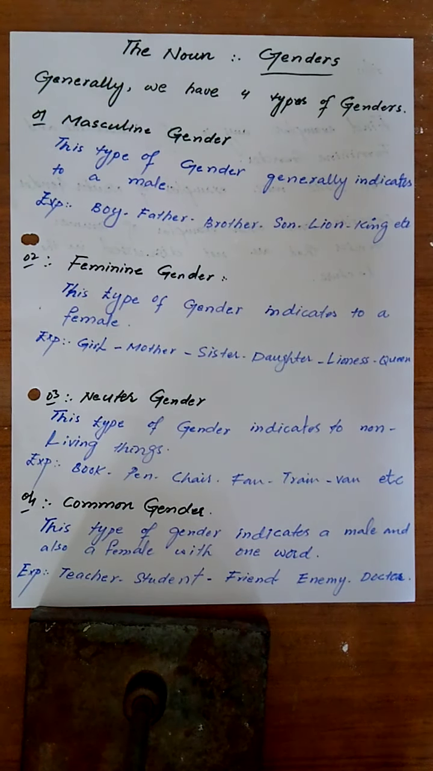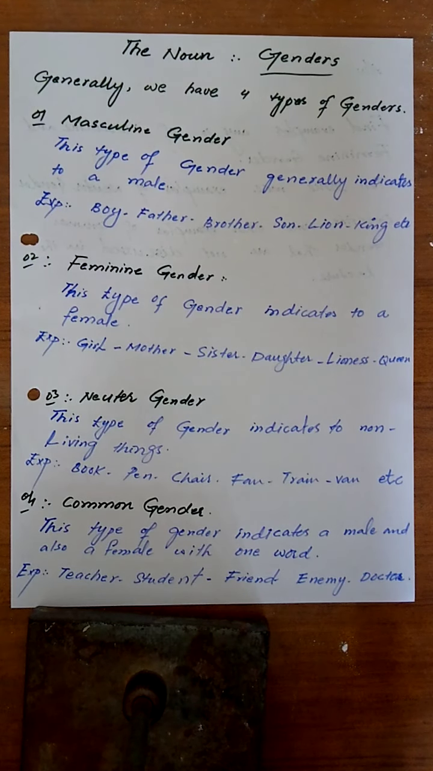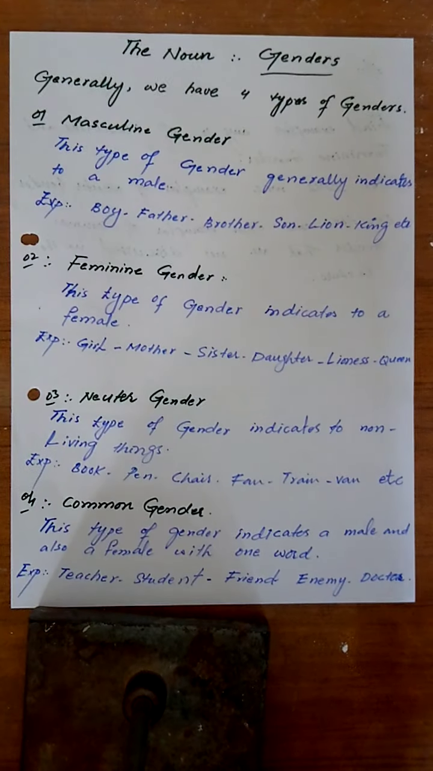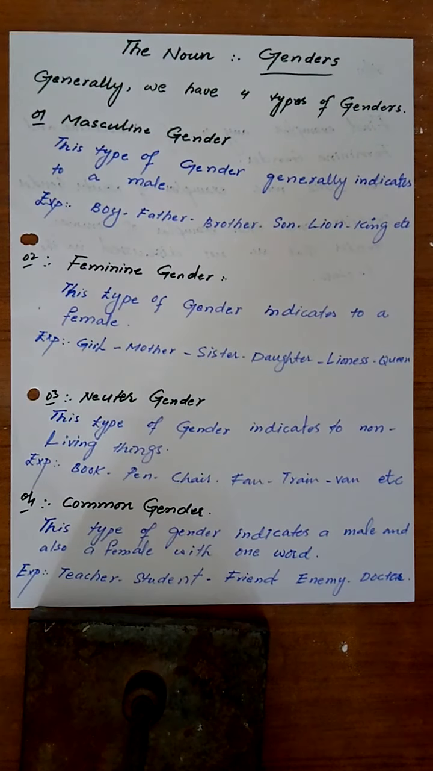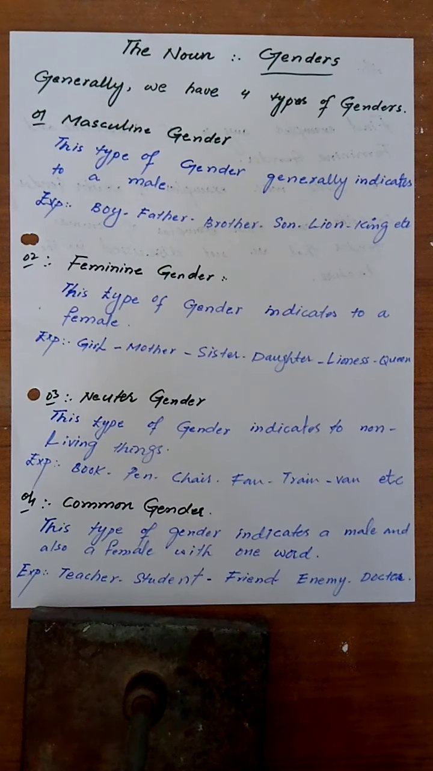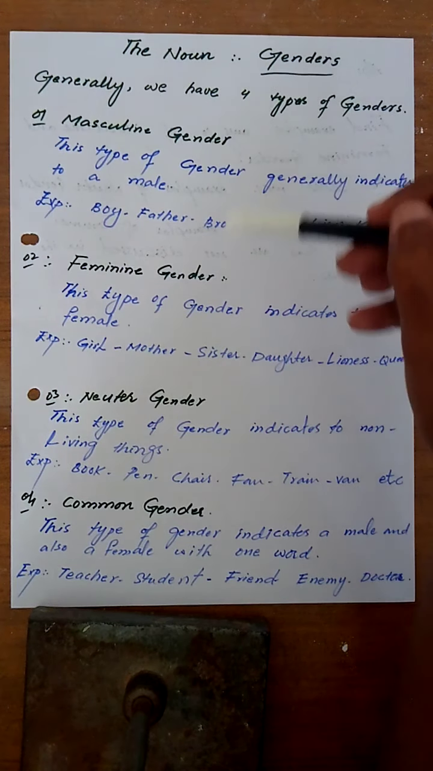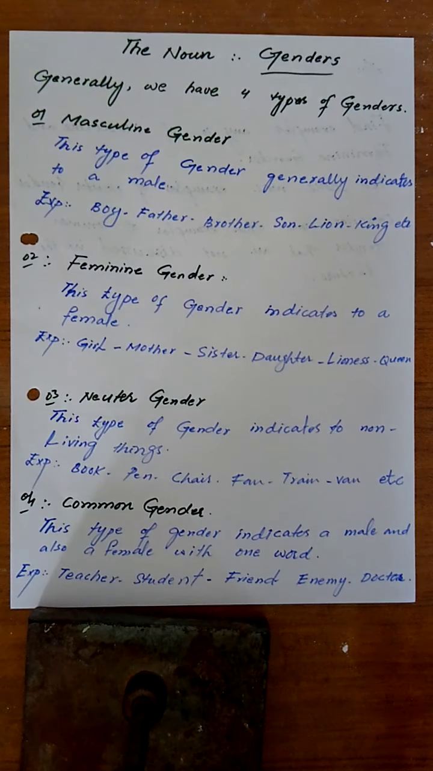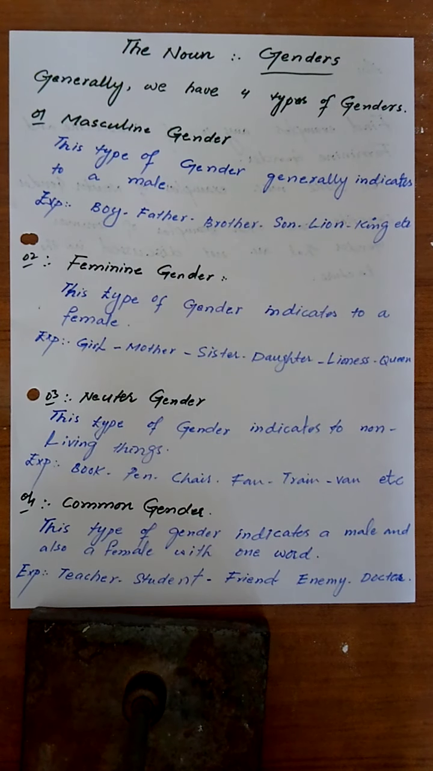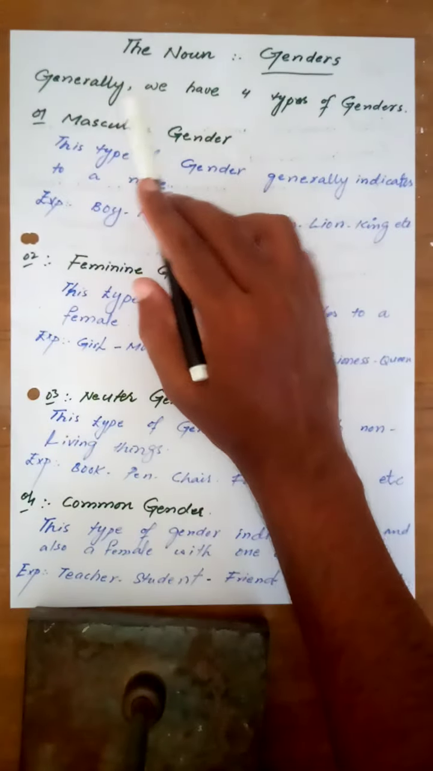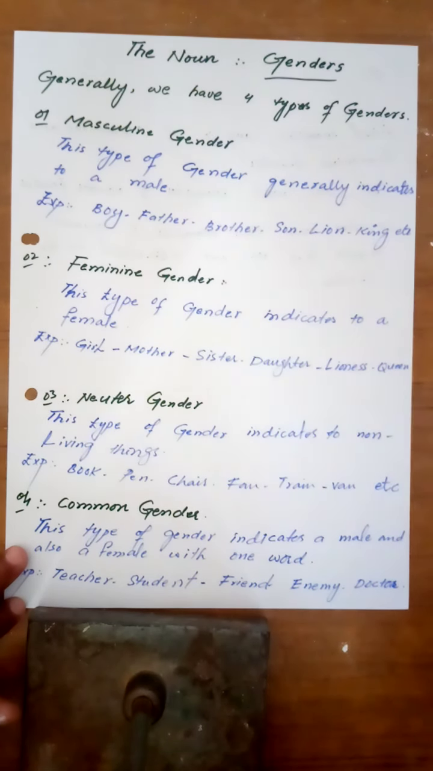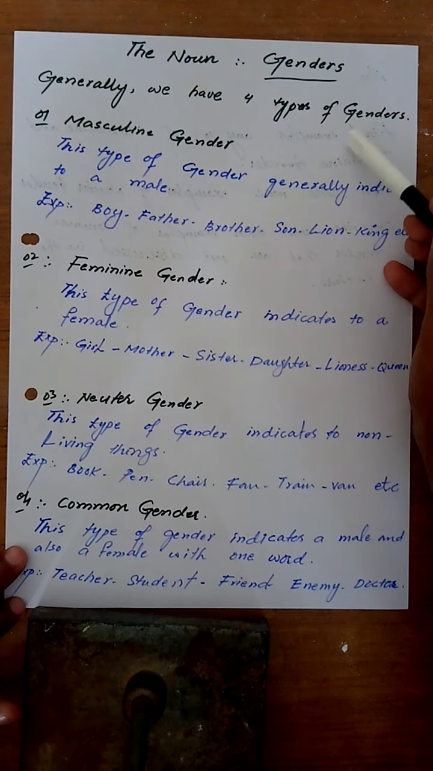As you have read many types of words like man, boy, sister, brother, fan, train, doctor, teacher, but you don't know whether they are in masculine gender or in feminine or in neuter or in common. So today I am making this easy for you to understand the gender and also its subtypes. First of all, we have 4 types of genders.